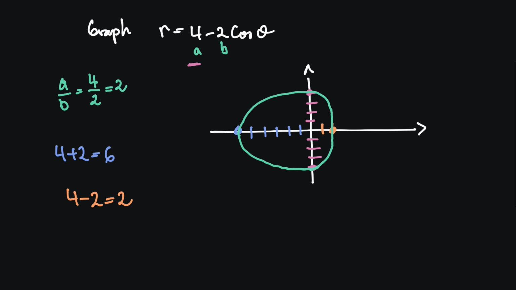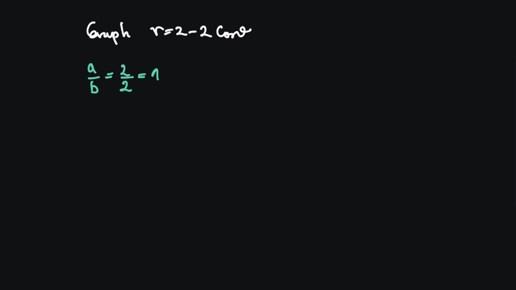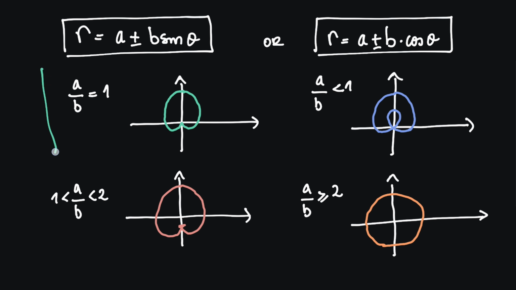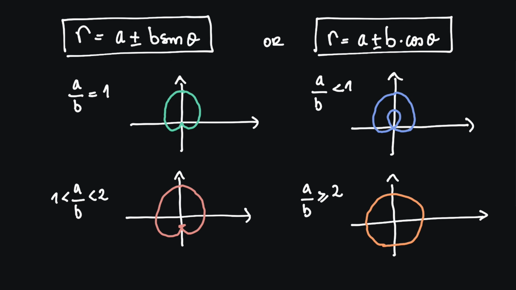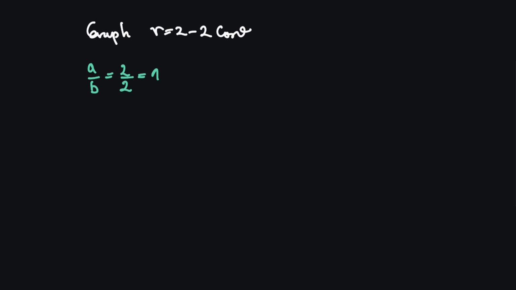Okay, let's do another example. In this case, let's graph r equals 2 minus 2 cosine of theta. If we do the test, a divided by b will be 2 divided by 2, that is equal to 1. And we know that if it's equal to 1, then it's going to be this limaçon that is called a cardioid.